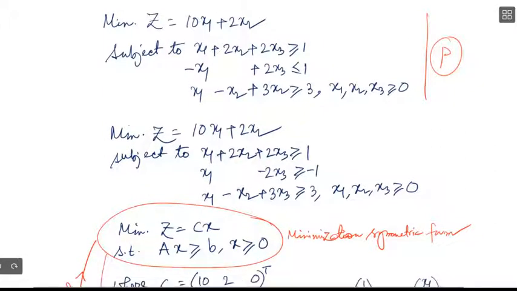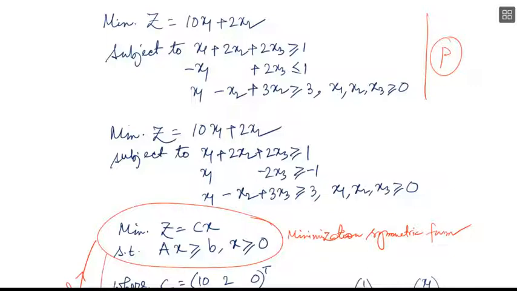And we convert it to standard form by introducing slack and surplus variables. As we see, the first constraint is greater than or equal to type, so here we will be needing a surplus variable and an artificial variable. The second constraint is less than or equal to type, so we will be needing a slack variable, and the third one is also a greater than or equal to type inequality, so here also we will be requiring a surplus variable and artificial variable.